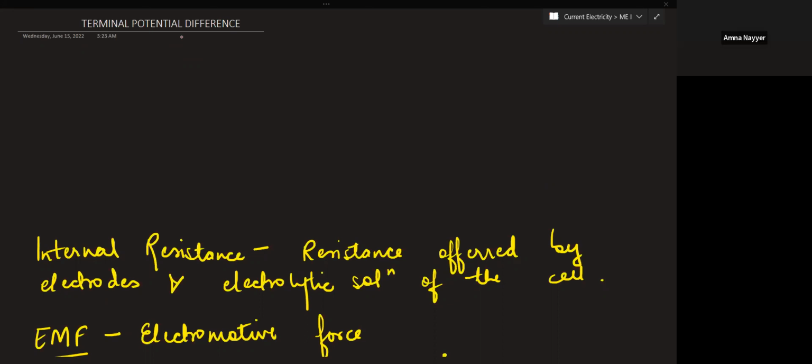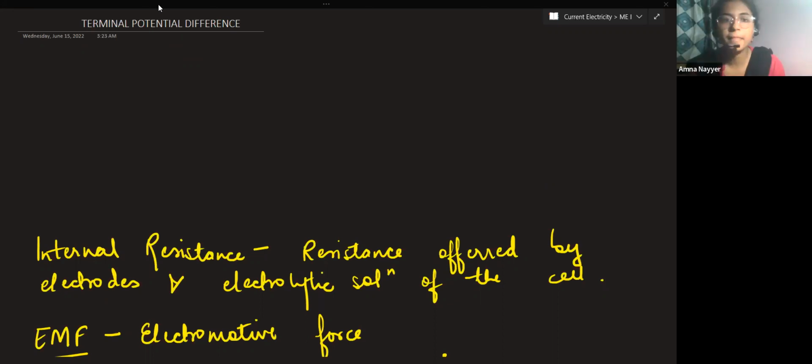Now see, the topic that we have to start today is terminal potential difference, EMF, and internal resistance. You will be able to understand EMF only if you have clarity of potential. So again, I'm repeating, potential is just a scalar form of electric field. Electric field was the space around the charge. Potential is also a space around a charge.